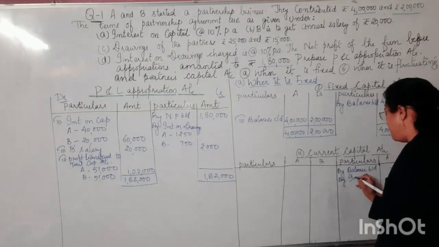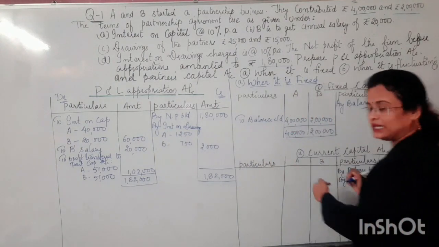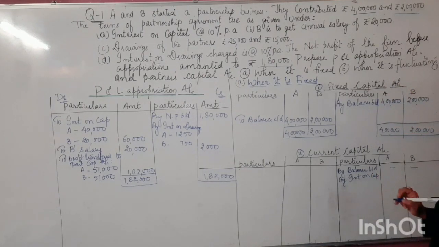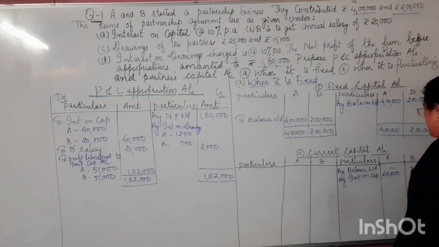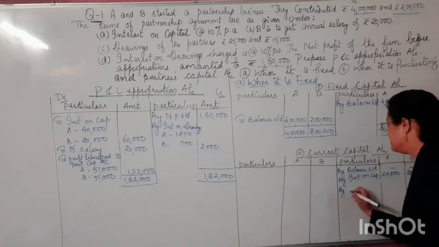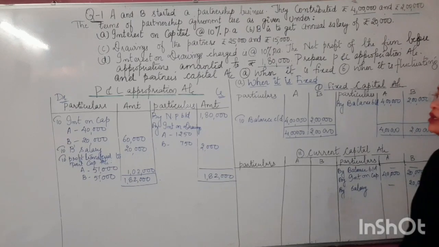Okay, by what we can write down? By interest on capital. For the firm it's an expense, for the partner it is an income. So by interest on capital, how much am I going to write down? In A's column 40,000. And in B's column, how much? That is 20,000. And by salary. Okay. So A is not getting any salary, but B is getting a salary of how much? That is 20,000.